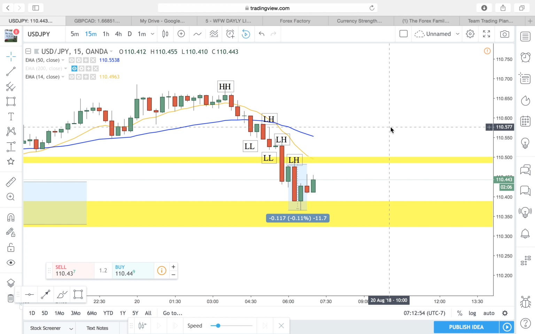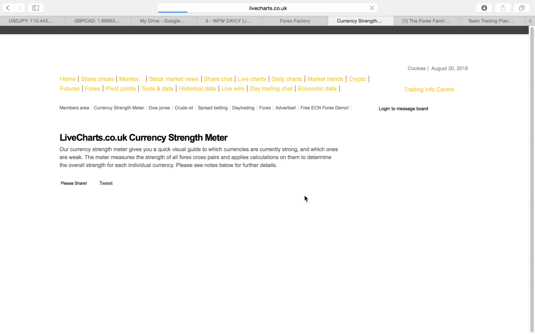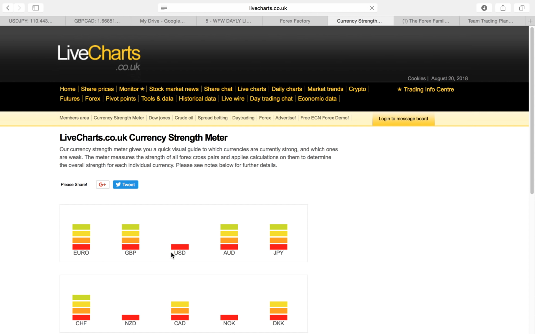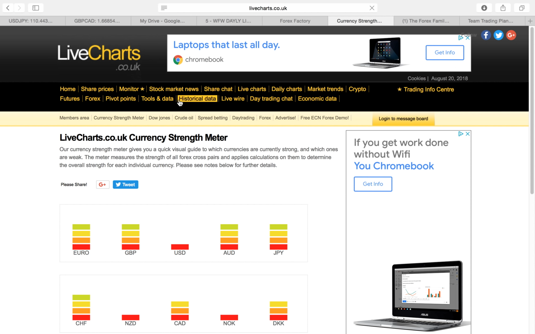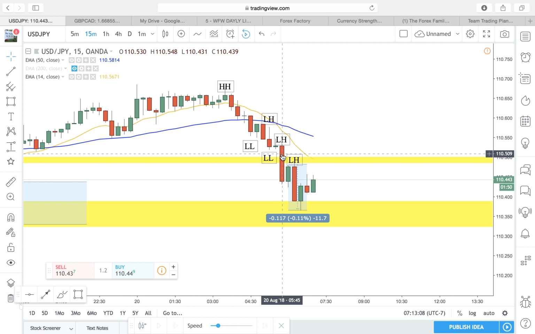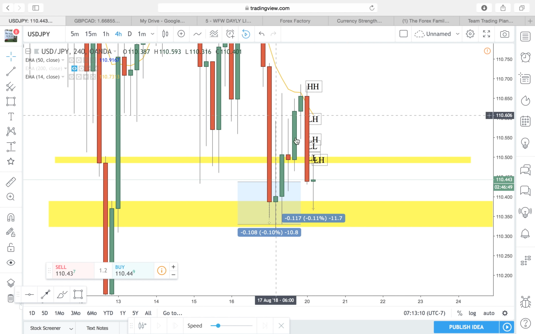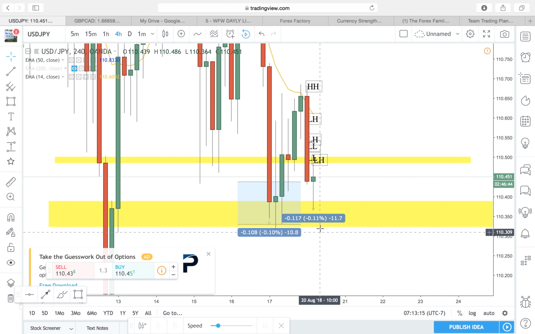But the momentum was bearish going down. The momentum was bearish. The currency meter ended up favoring the Japanese yen far more than the US dollar, signifying that we're going bearish because the Japanese yen is so much stronger. And we're in between zones. We broke structure, and now we're in between zones.